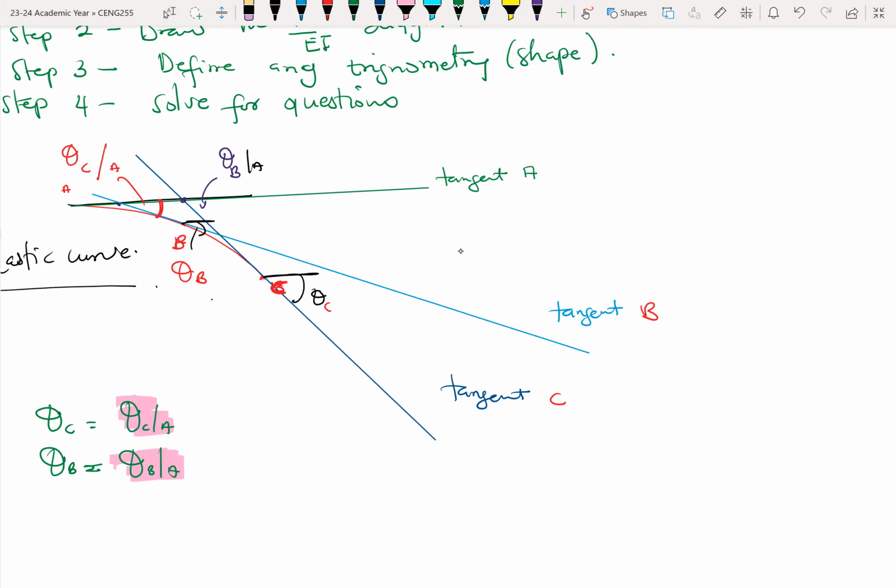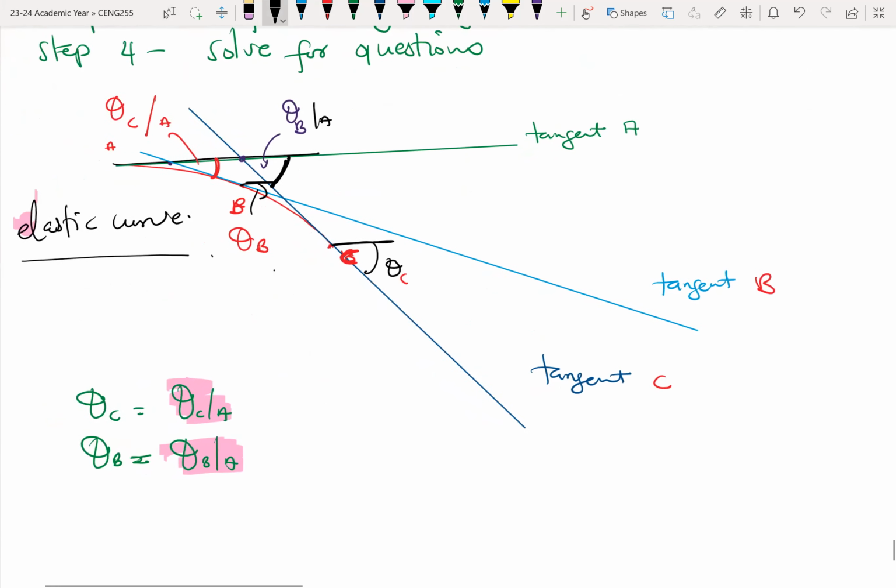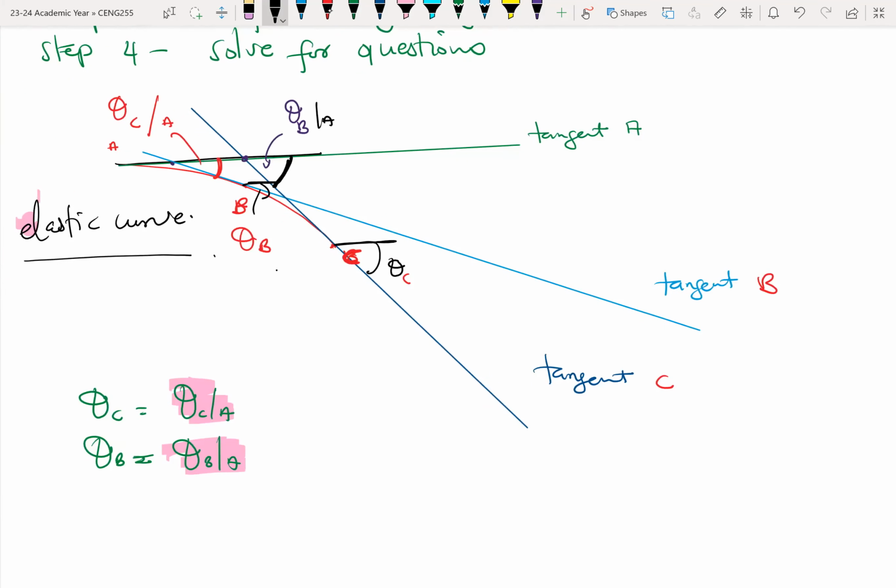Let me just take this one off. Okay, so here we want to find theta BA, and also we want to find theta CA, because that's what the theorems require us to find. Without that, we cannot find anything, right? So you cannot straight away go and find theta B and theta C.